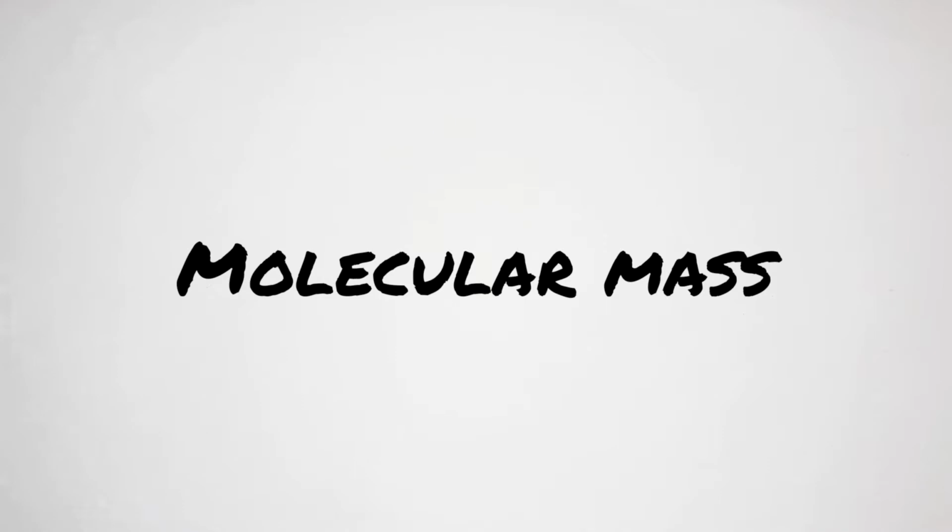So this is part 2 of molecular mass. In the last video we discussed the atomic mass and the molecular mass and the difference between both. Also we calculated the molecular mass for elements like hydrogen, water, oxygen and nitrogen. In this video we'll cover the rest of the examples for the calculation of molecular mass.